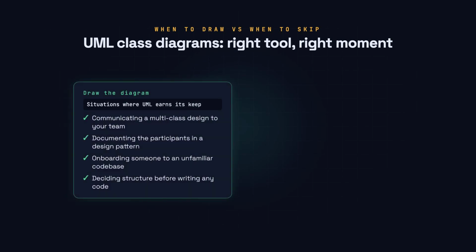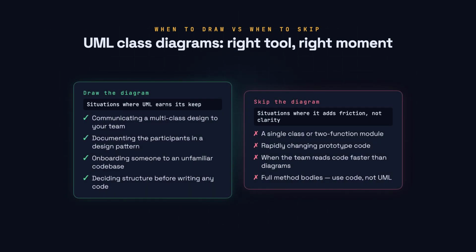UML is a communication tool, not a bureaucratic requirement. Draw a class diagram when you need to talk about structure with other people, when you are documenting a pattern, or when you are thinking through a design before writing code. Skip it when the system is trivially small, when the code changes so fast the diagram is stale before it is finished, or when your team simply navigates source files faster than they read boxes and arrows.